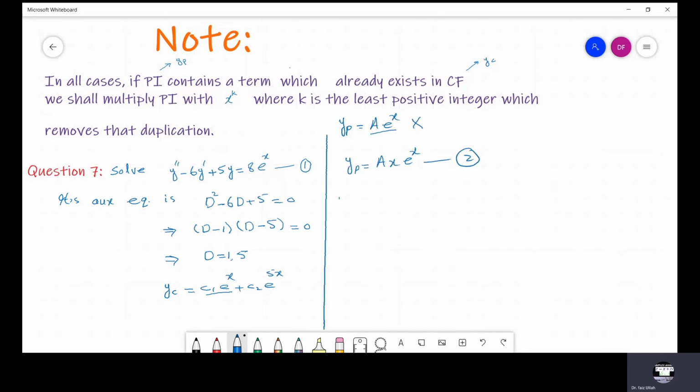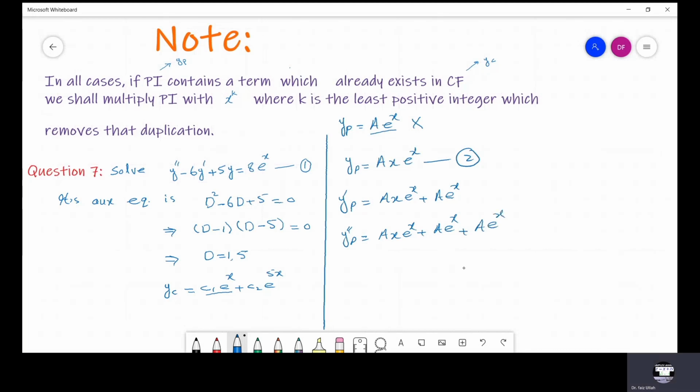So now this one is our required yp, but the above yp is not correct. Now differentiate this. y dash p is equal to ax e power x plus a e power x. Let us differentiate it once again. We have ax e power x plus a e power x and plus a e power x.